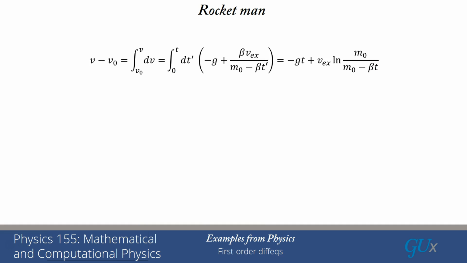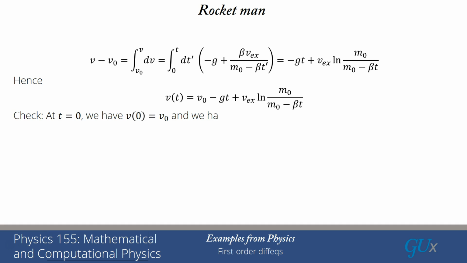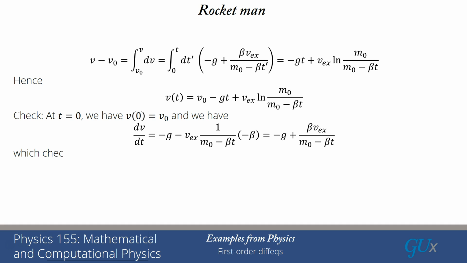Now we're going to have to massage these equations a little bit more. We want to get v of t, and so we bring the v0 over to the right-hand side. We get v of t is equal to v0 minus g t plus v exhaust times the logarithm of m0 over m0 minus beta t. Let's check to make sure that that works. If we substitute in t equals 0, that logarithm term is the log of 1, which is 0, and so I just get v0 minus 0, or I just get v0, which is what it's supposed to be.